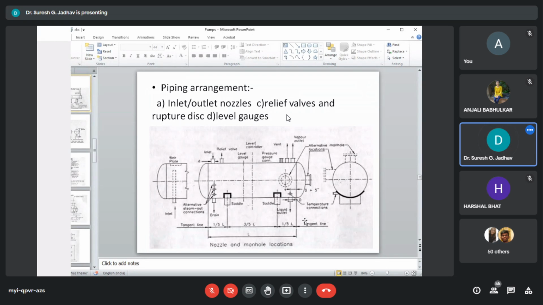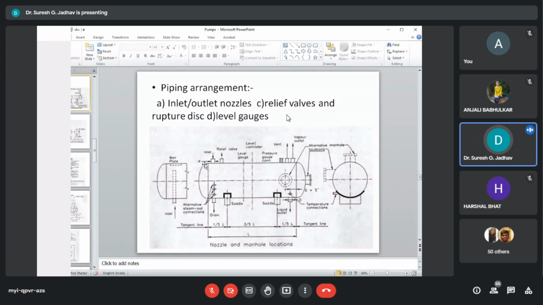Now, the next paragraph is piping arrangements. Here, piping associated with these vessels is a simple economic piping, and access to valves and instruments depends on well oriented nozzles. The nozzle and support orientation can be evaluated as shown in this sketch. Now, the first component is inlet or outlet nozzles. Vapor or liquid inlet is placed on top at one end.